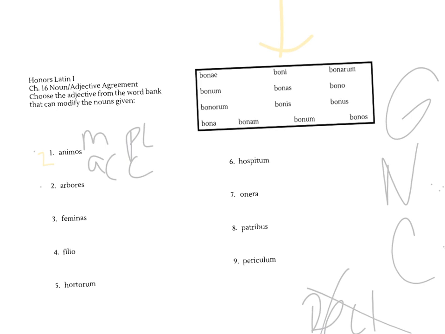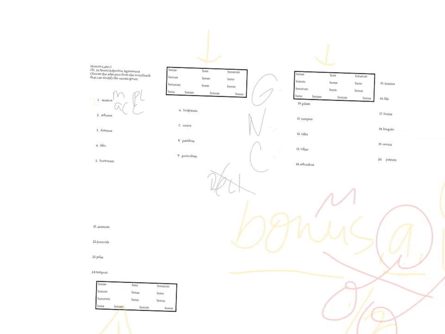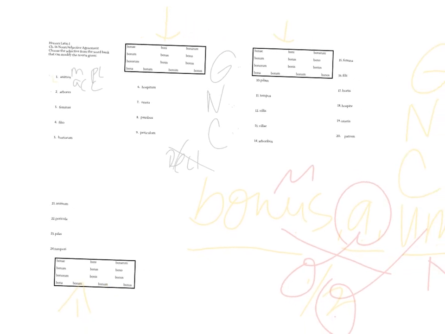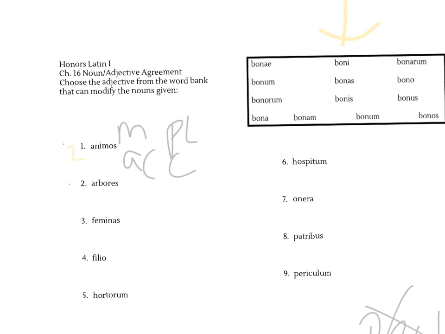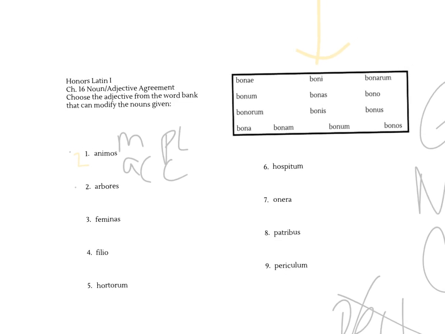So let me say that again. Because I know that bonus can be second declension, because it's a 1-2, 1 means feminine, 2 means masculine or neuter, and we've determined that animos is second declension as well, the adjective should have the exact same ending. So I'm going to go over here and look for an adjective that has the OS ending. Boom, I found it, and I'm going to write bonus beside it.